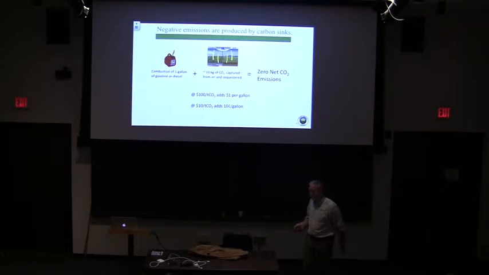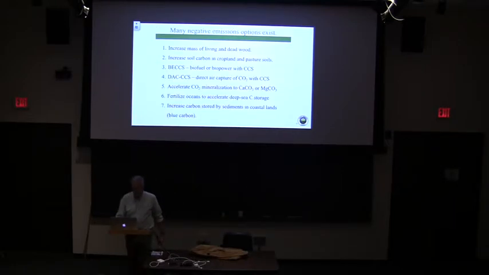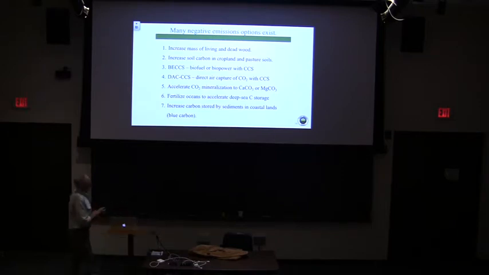Tiny little number. So what are these negative emissions methods? Well, there's a bunch of them. You can increase the total mass of living and dead wood on the planet. Talk about how to do that. You can increase the amount of soil carbon in cropland and pasture soils.